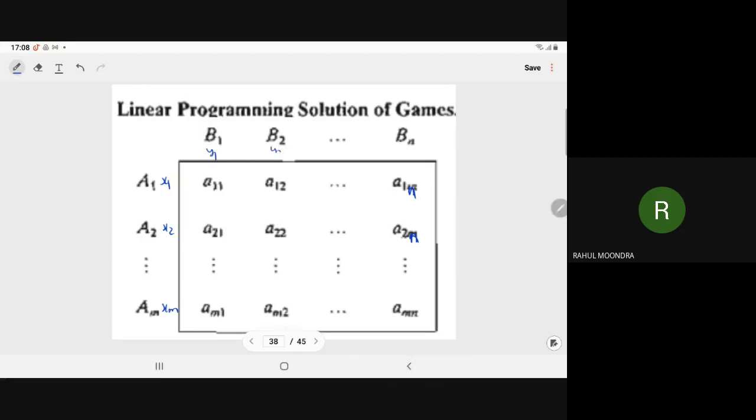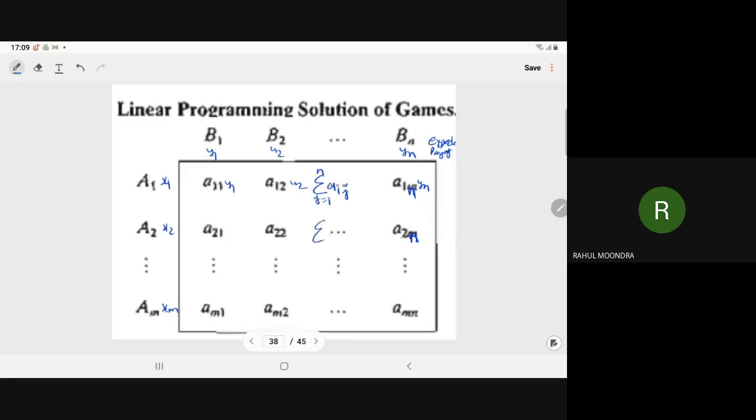Let y1, y2, yn be the associated probabilities with strategies b1, b2, bn used by player B. So if you compute the expected payoff, what is the expected payoff corresponding to A1's pure strategy? It is a11 y1 plus a12 y2 plus a1n yn. That is the summation of a1j yj, j varying from 1 to n.